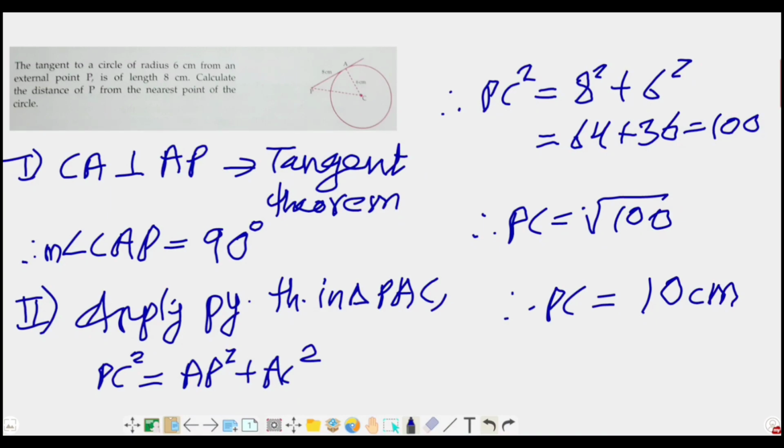So by applying the tangent theorem, we can prove that it is a right angle triangle. Then by using Pythagoras theorem, remaining side we can calculate.